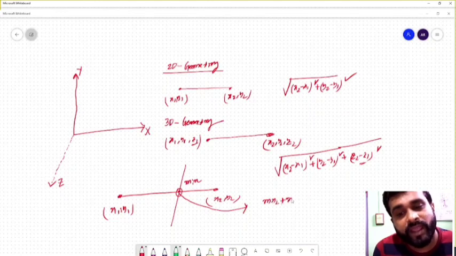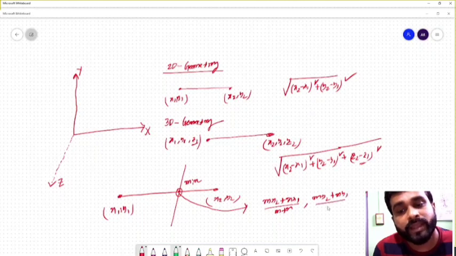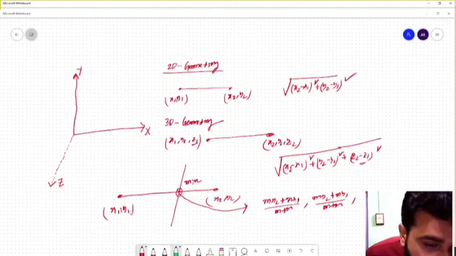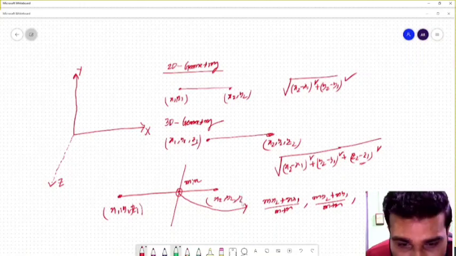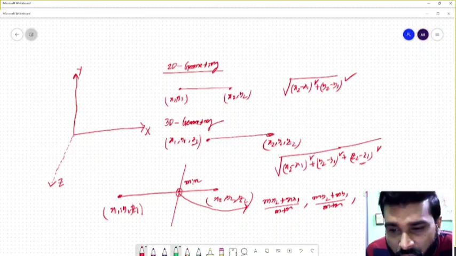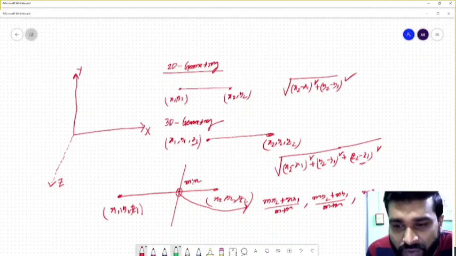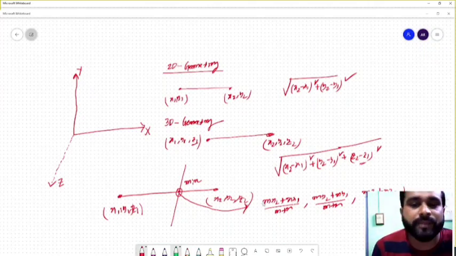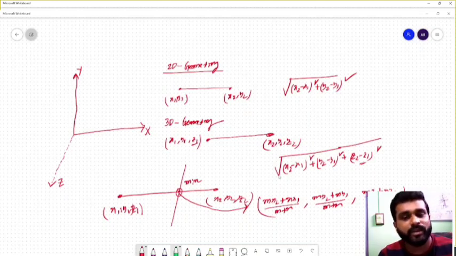mx2 plus nx1 by m plus n, okay? And my2 plus ny1 by m plus n. Now in the three-dimensional figure, one point coordinate will be added, and that is z1, and here z2, okay? So that is the basic difference between two-dimensional and three dimensions, and that's why in the section formula, one more coordinate will be added, and that is mz2 plus nz1 by m plus n. You can see the formula structure is the same, only one coordinate is added, the z coordinate.